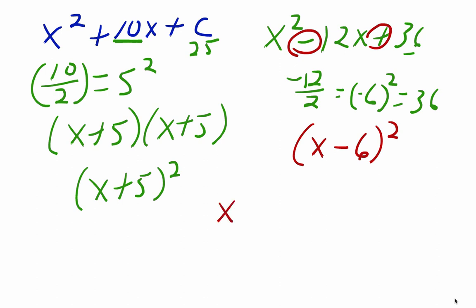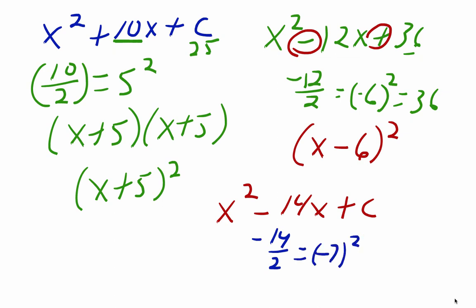Let's try one other one here. Let's say I had x squared minus 14x plus c. I need to find out what that c is. Take the middle term, negative 14. Take half of that, which would be negative 7. Square that, which would be 49. So this c would be 49 then. And I have a minus and a plus, so then it would be x minus 7 squared.